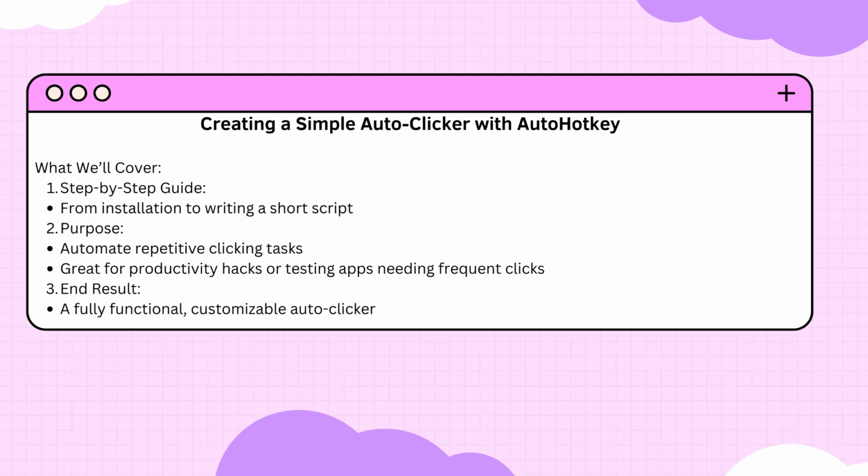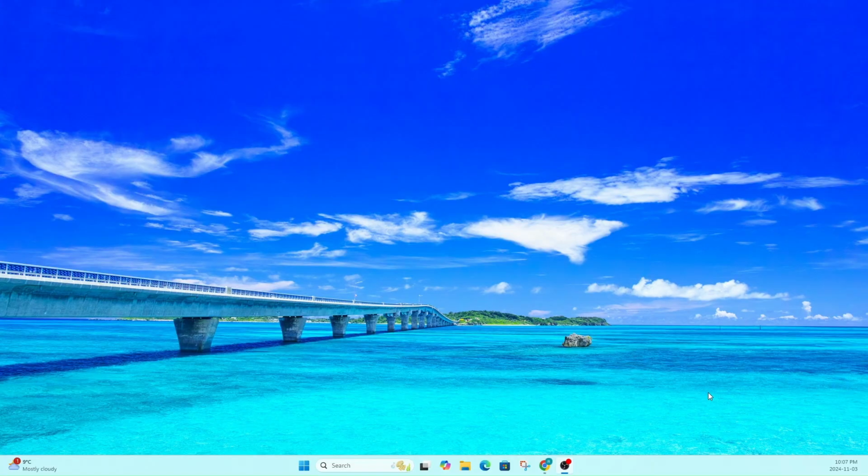Hello everyone, in this video I'll show you how to create a simple auto clicker using a free tool called AutoHotkey. We'll go through the process step by step from the installation of the application to writing a script that automates the tasks. This is quite helpful for productivity hacks or testing applications that require constant clicks, and by the end you'll be able to have a fully functional auto clicker.